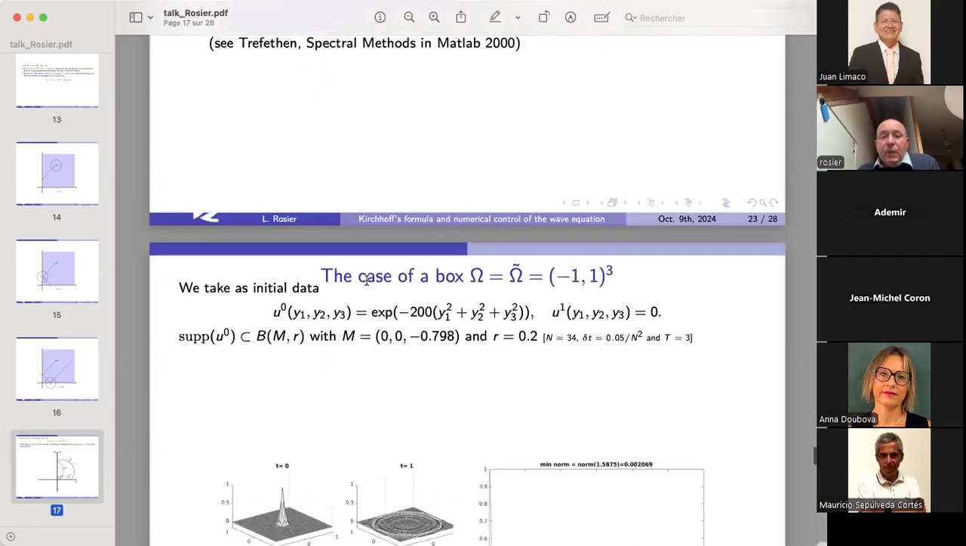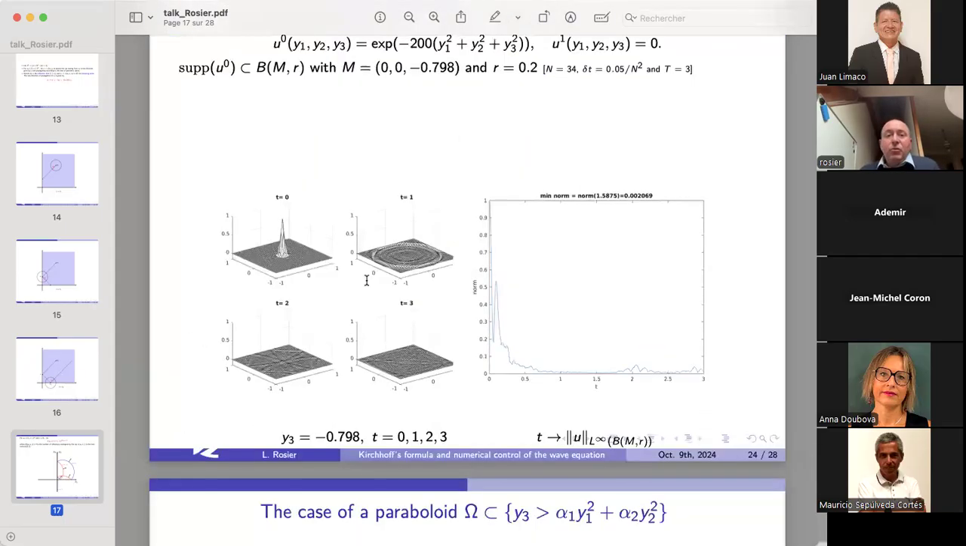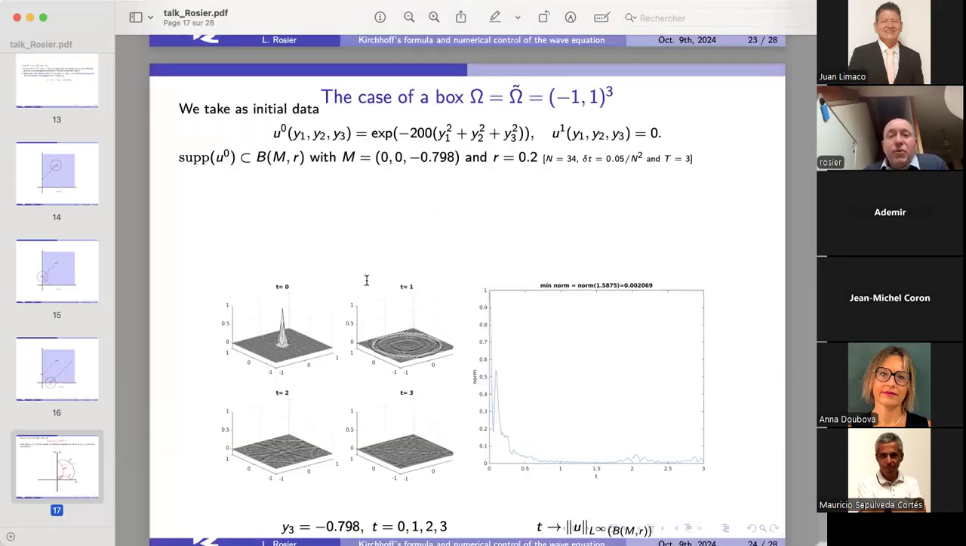Okay. So I will present to you two simulations for that. We start with the box. For the box, there is no change of variable. F is 0. So just to see what happens, if it works well.